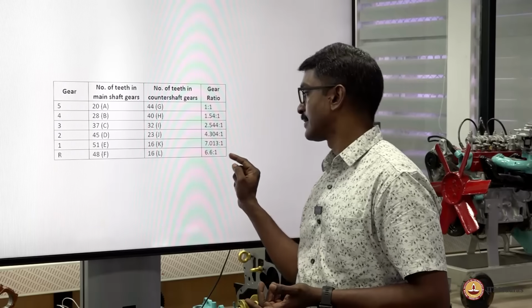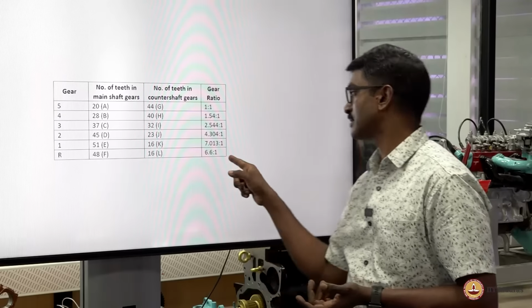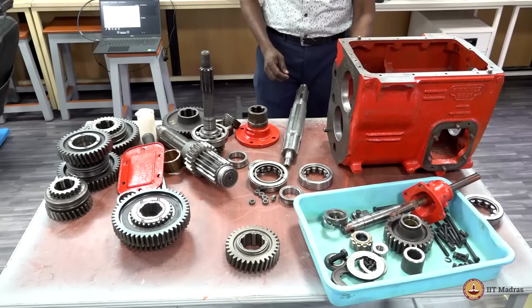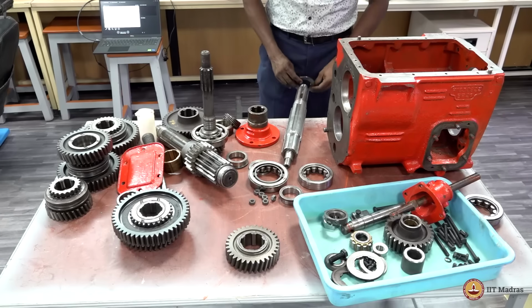Similarly, here for reverse gear ratio, it is 6.6:1, meaning the input shaft rotates 6.6 times, then the output shaft runs in a reverse direction once. This is how the gearbox gear ratios are calculated. Now, I am going to assemble the main shaft.